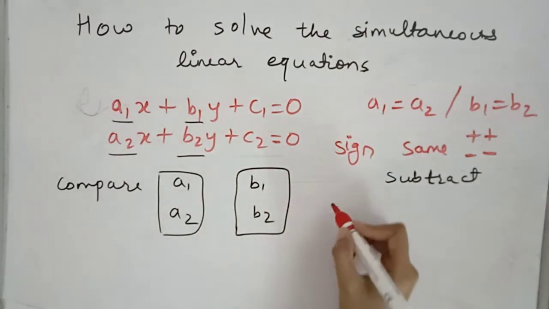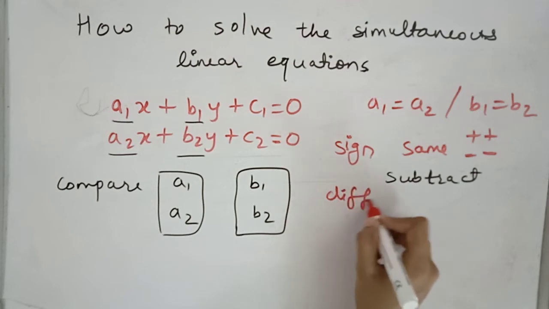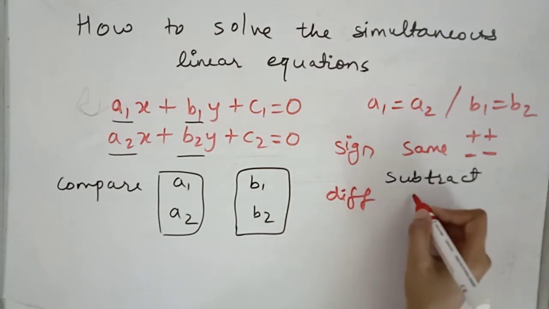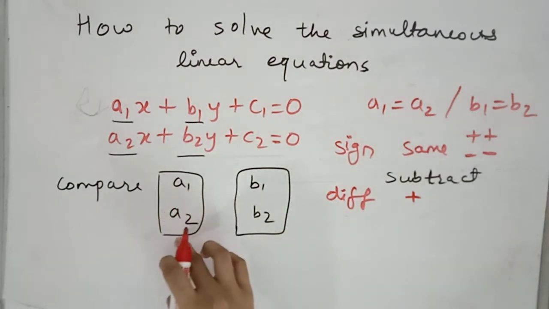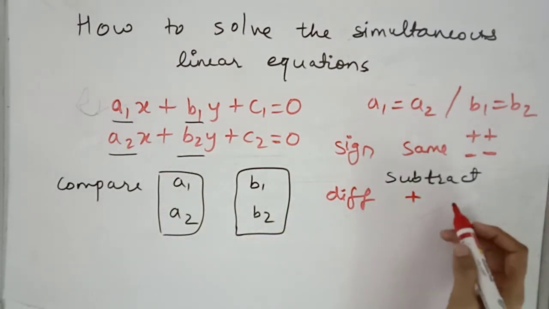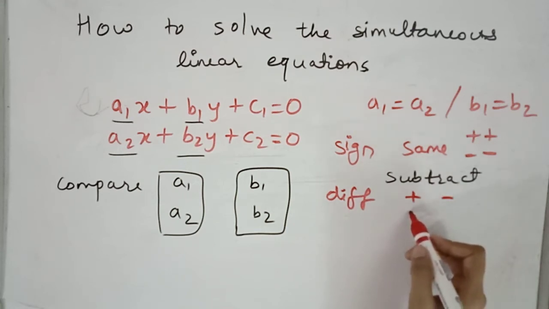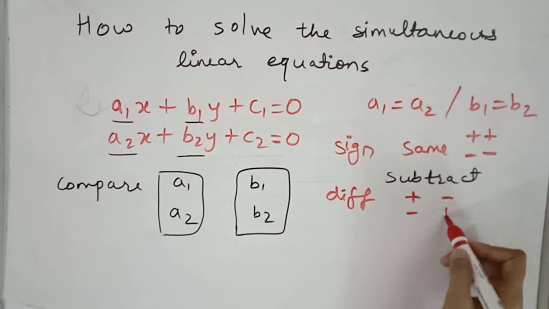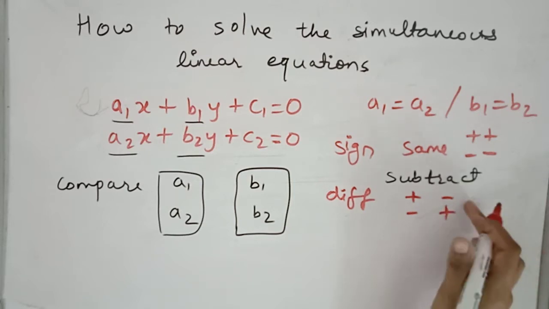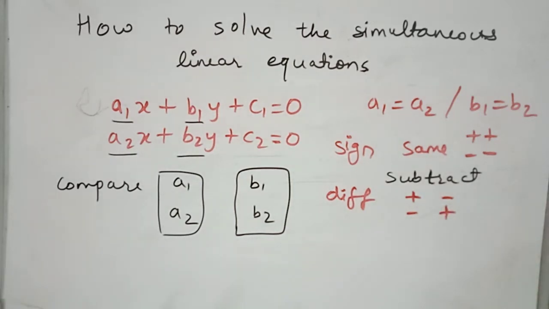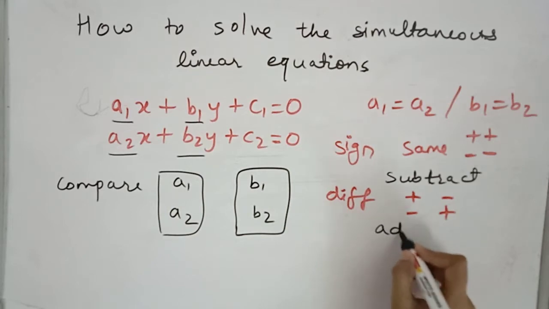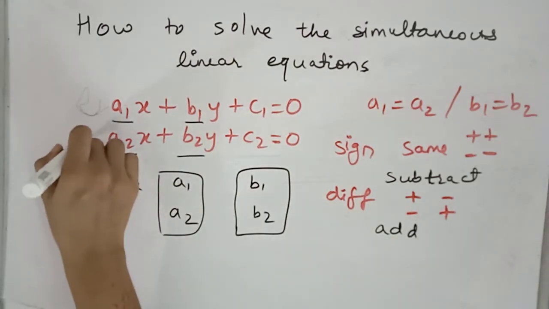Okay, next, if the signs are different, that is for one equation a1 is plus and for a2 it is minus, or for b1 it is minus and b2 it is plus. If the signs are different, then we are going to add the equations. Then we will be adding both the equations.